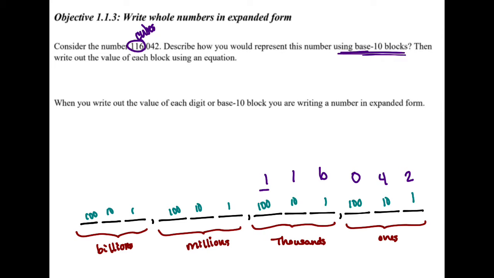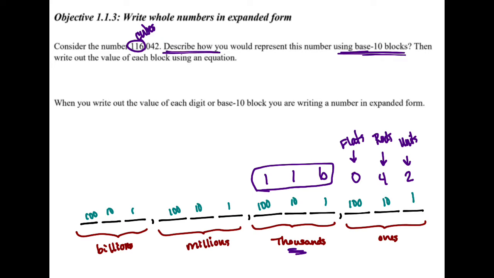Okay, so we have 116 thousandths, which represents the cube. So this would be our flats. This would be our rods. And this is our units. Okay, so describe how you'd represent it. That's what it is right there. So you would have 116 cubes, 4 rods, and 2 units.